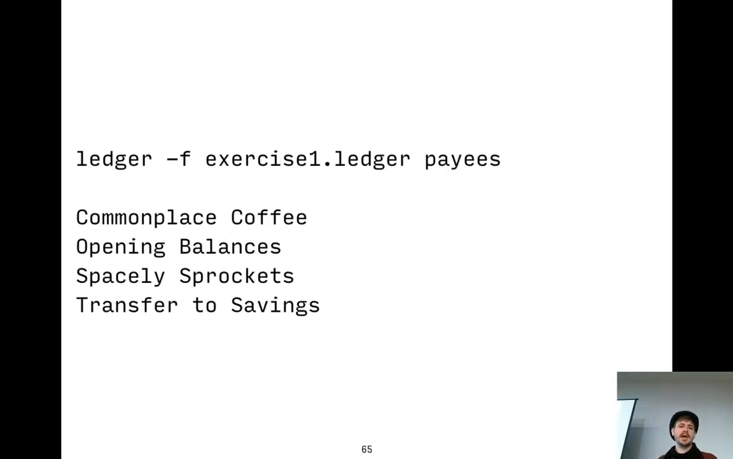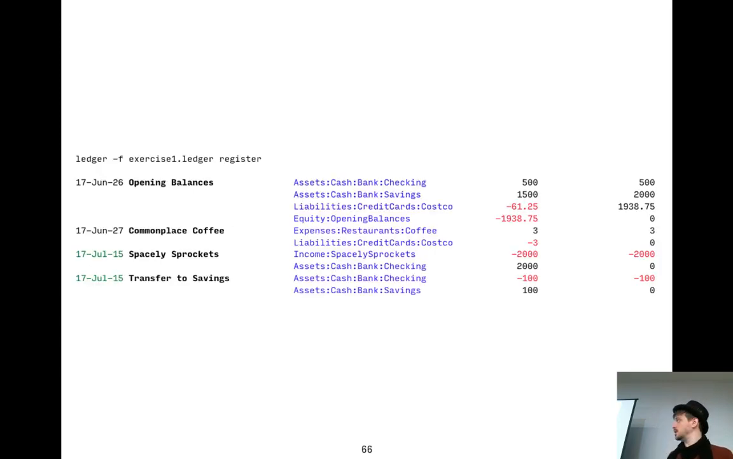Payees is a similar command. It'll show you all the payees in the record. Again, it's mostly for typos. Register, this is probably the smallest text in the presentation, so if you can see this, you're good. Register outputs by default a list of every transaction with its credits and debits, plus a running balance for each account. There are some other commands too, but these four, especially balance and register, are probably the most commonly used commands.